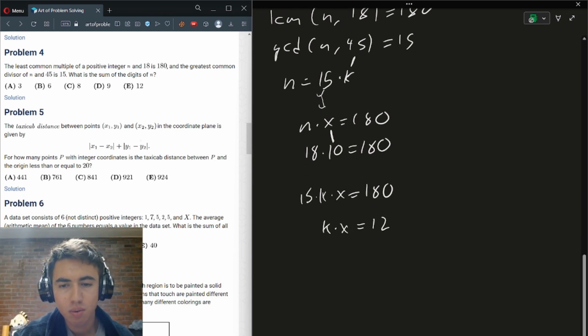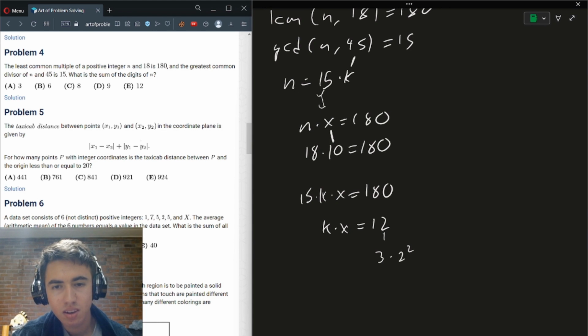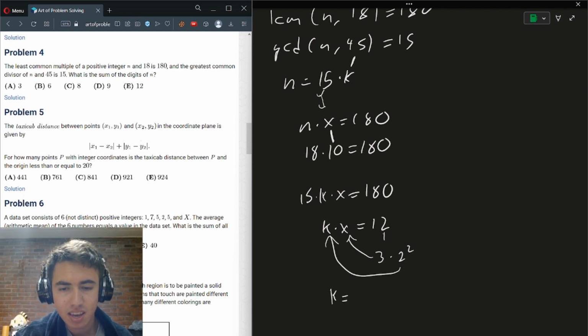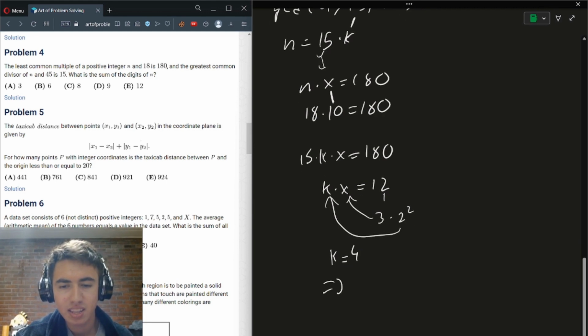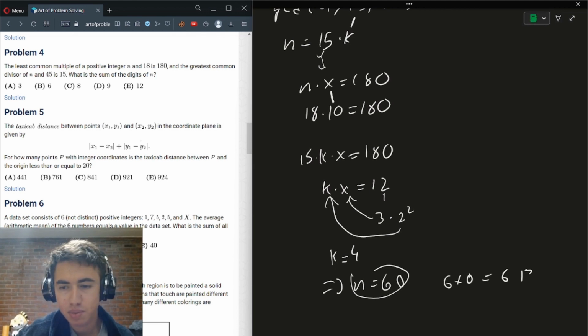Now, we want to distribute the factors of 12, which we can write as 3 times 2 squared, among k and x. So, let's look at 3. 3 cannot be in k, because 3 is a factor of 45. So that means x must have the 3 as a factor. Meanwhile, x and 10 must be relatively prime, but 2 is a factor of 10, so that means the 2's must go into k. That means k equals 4, and therefore n is equal to 60. And that gives us the answer, 6 plus 0 is 6, which is B.